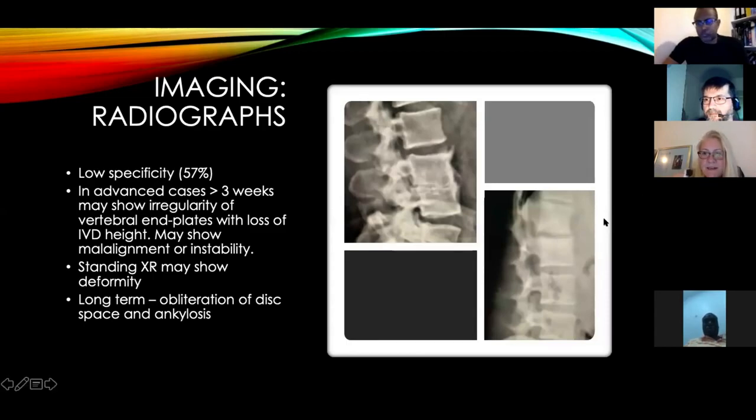You also might see a little bit of deformity. In here, there'd be flattening of the lumbar lordosis. And then long term, you may see this picture where you've got obliteration of the disc space and at least pseudoankylosis.